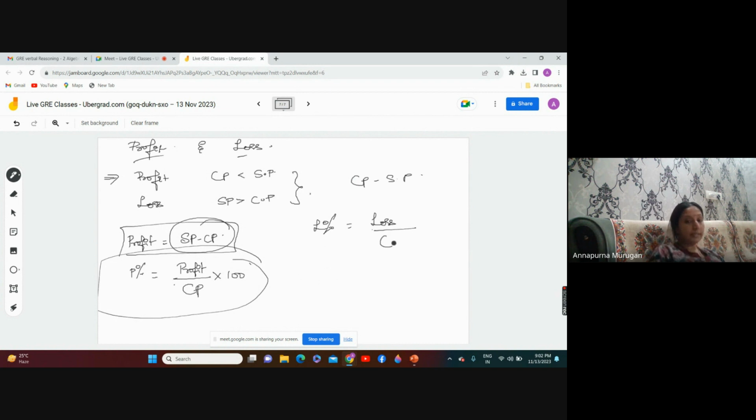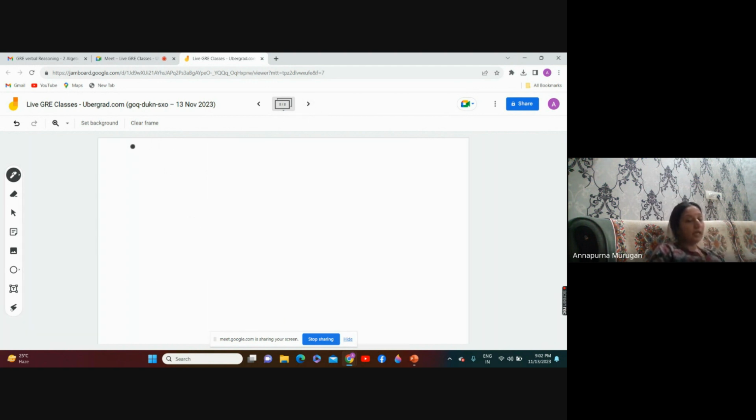So what is that? CP into 100 we basically have here. Okay. So this is the thing we basically have when we talk about loss percentage. And the next thing that we have here is, when selling price is given, you need to find CP.